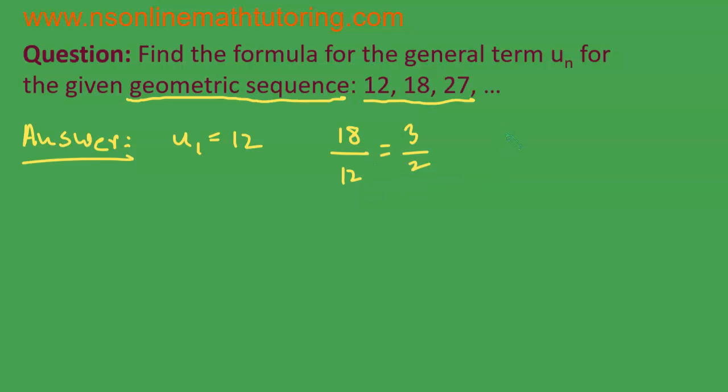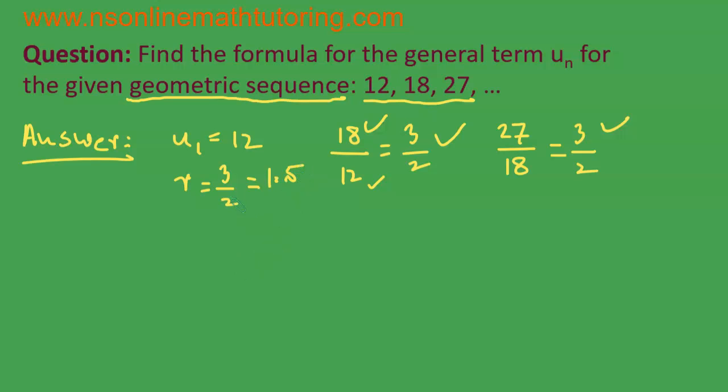If I take the third and the second terms, it is 27 over 18. 9 times 3 is 27 and 9 times 2 is 18. So you see there is the same number that we are getting when we are dividing the next term by the previous term. Therefore, the common ratio is equal to 3 over 2, which can also be written as 1.5.